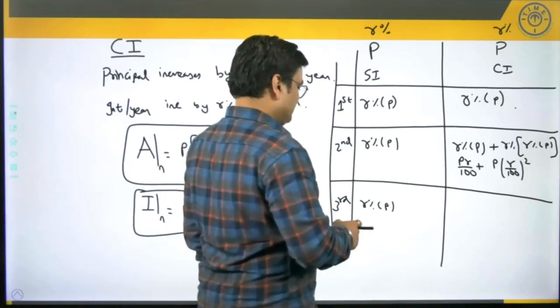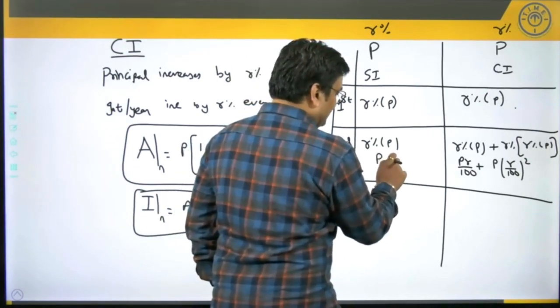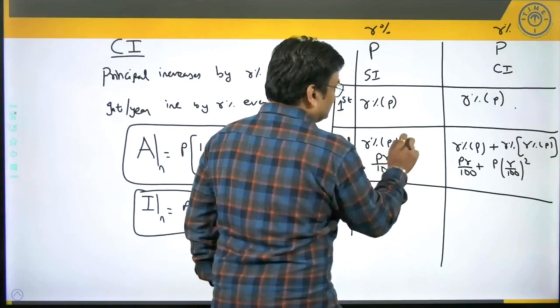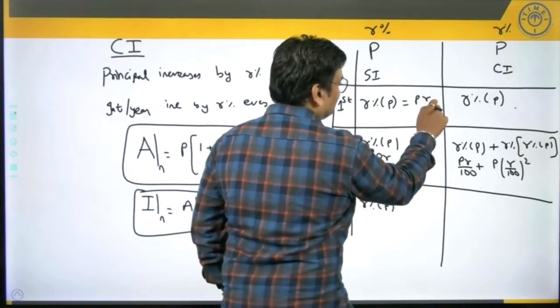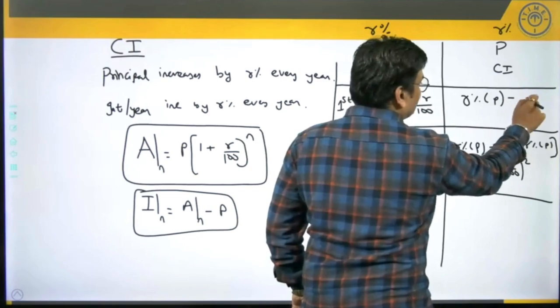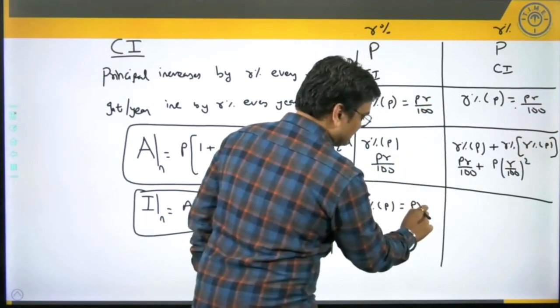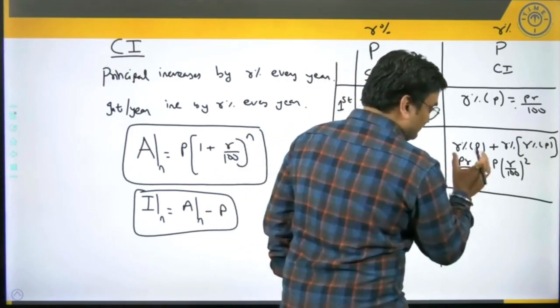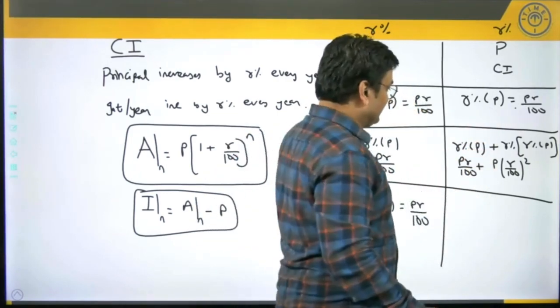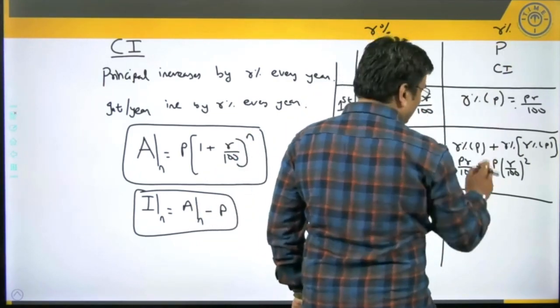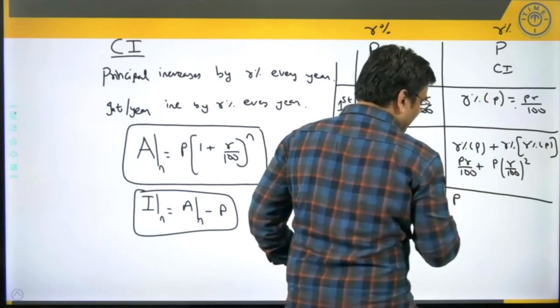Now similarly, this is nothing but PR by 100. This is also PR by 100. This is also PR by 100. This is also the same because simple interest is the same, we said. Now for the third year, notice, one component will come from the main principal, R% of P.